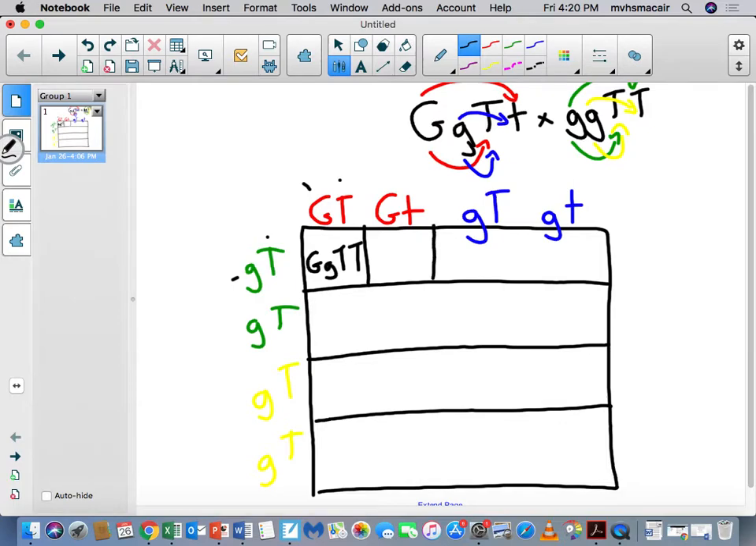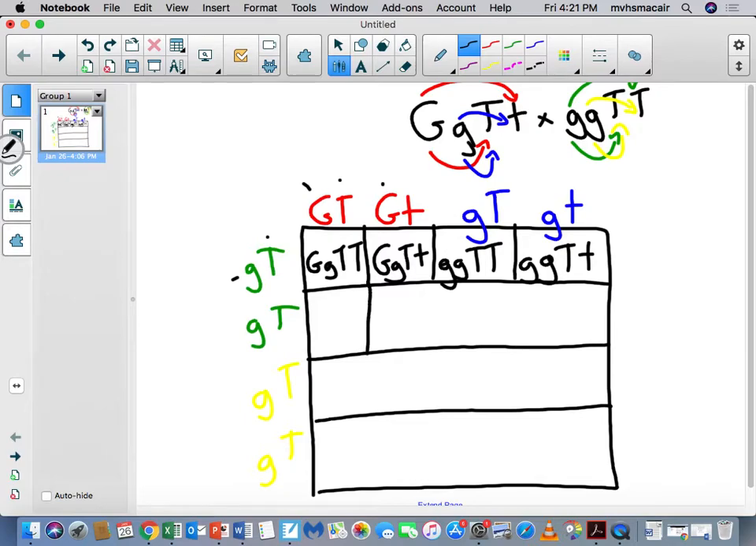Go over to the second box. Got a big G and a little g again. And then I have a tall T and a short t, or uppercase T, lowercase t. Go to the third one. Now I have two little g's in that case and two big T's. And the last one, we're going to see two lowercase g's again, and a capital T and a lowercase t. Okay?